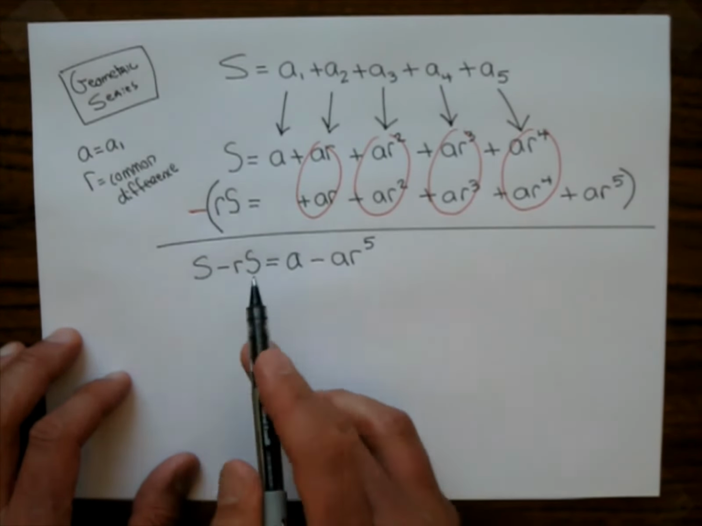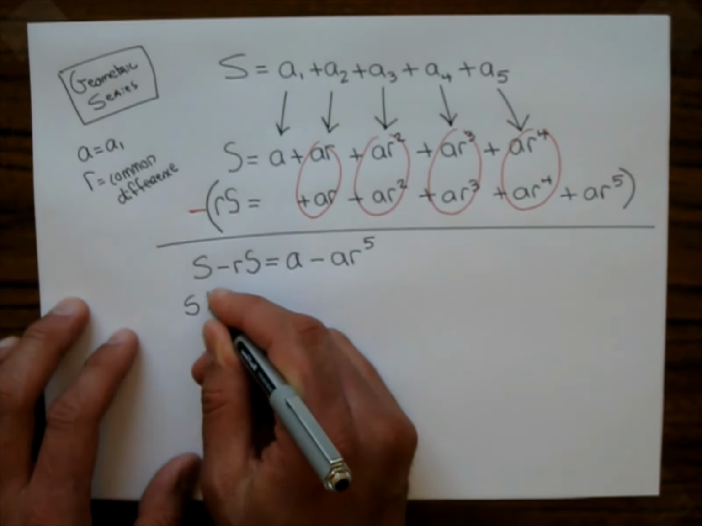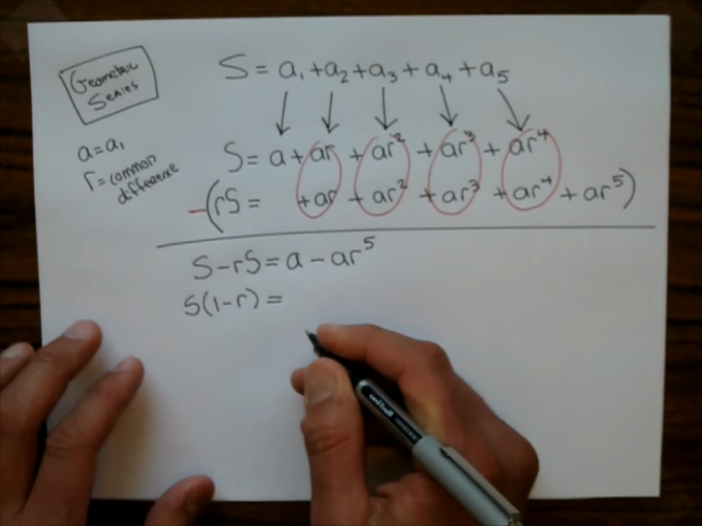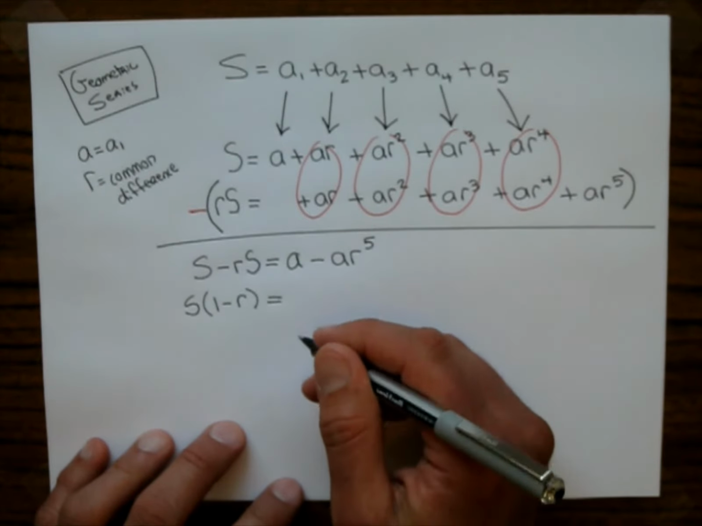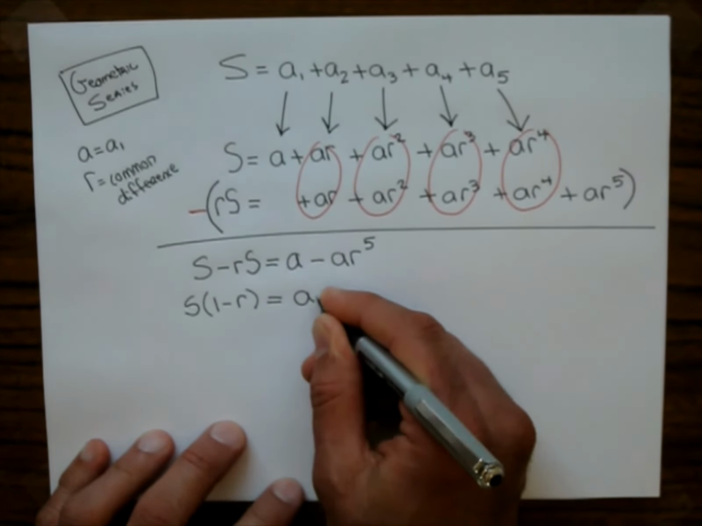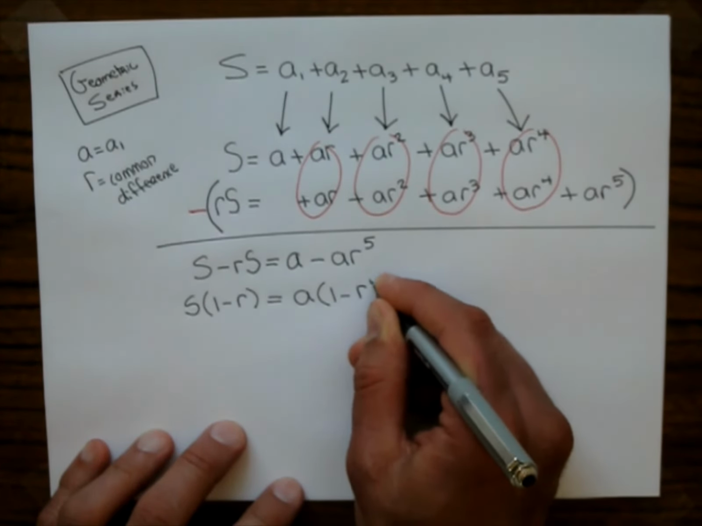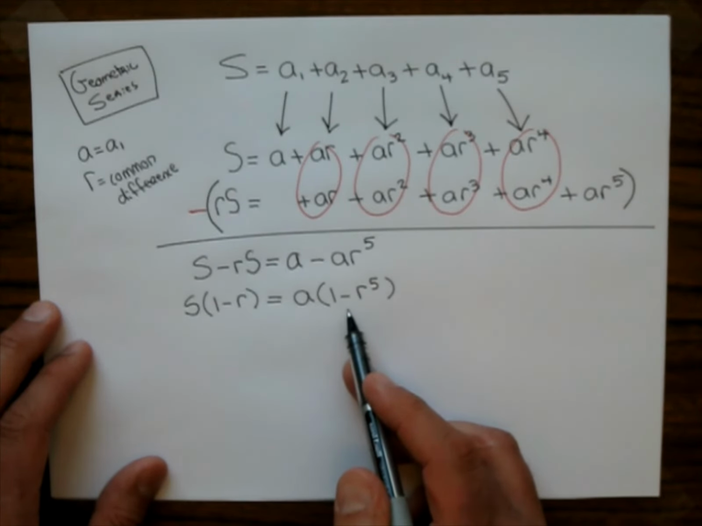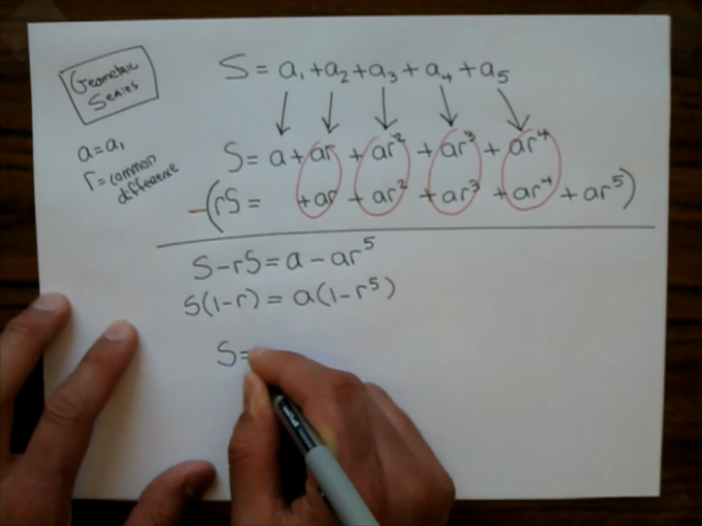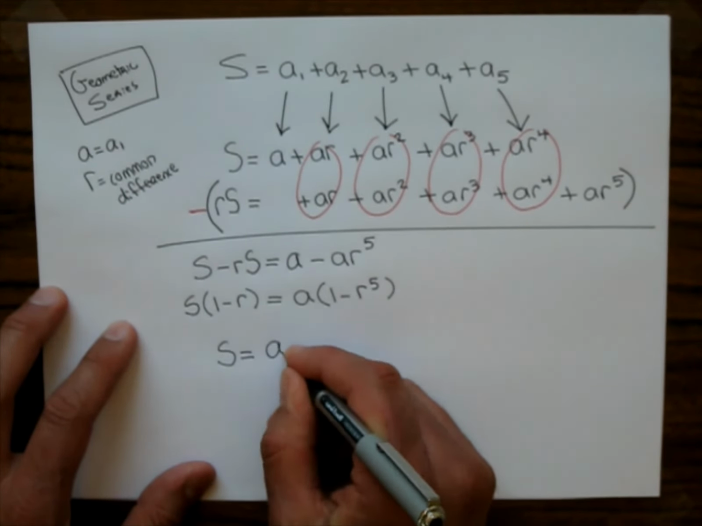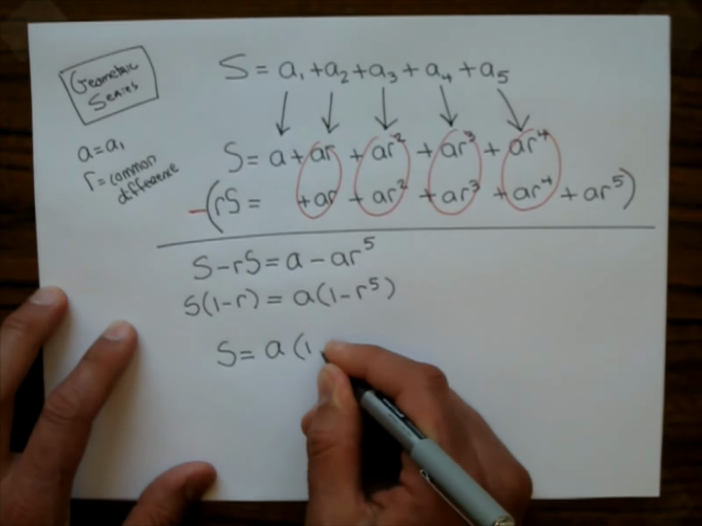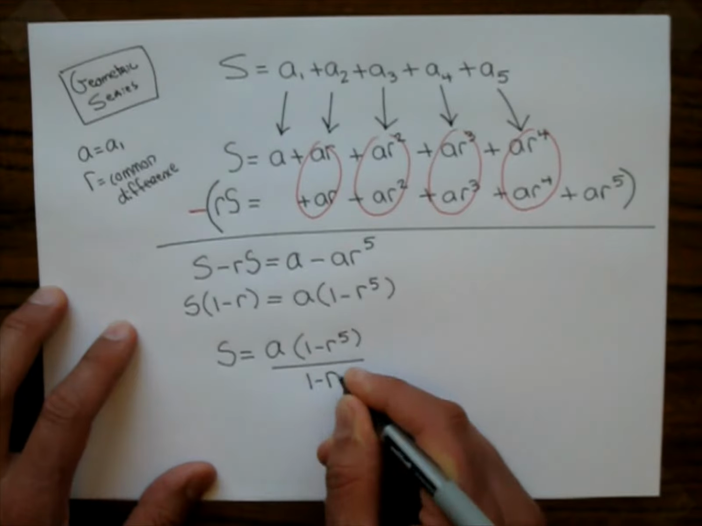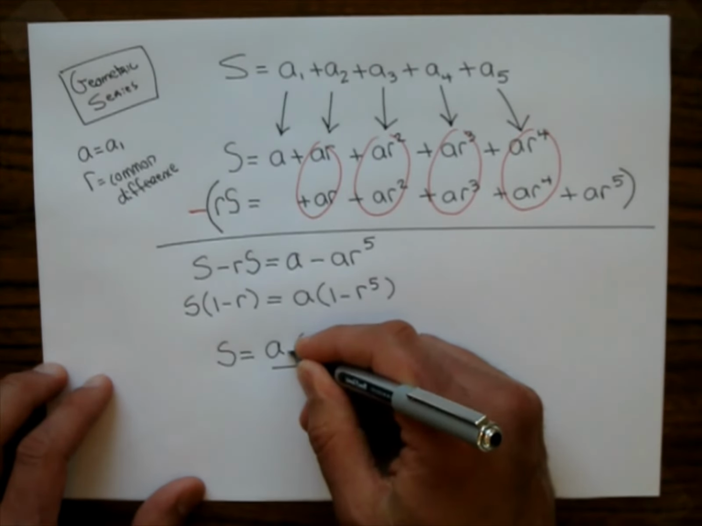Okay, I'm trying to find out what the sum is, so I'm going to factor the S out on the left-hand side. So I have 1 minus R. This gives me, let's go ahead and factor the A out just so it looks nice. A, and then we have 1 minus R to the 5th. I did not have to factor out that A, but I did for stylistic purposes. And now my S equals A times 1 minus R to the 5th, over 1 minus R. And remember, A is just A1, so I'll put an A1 there.